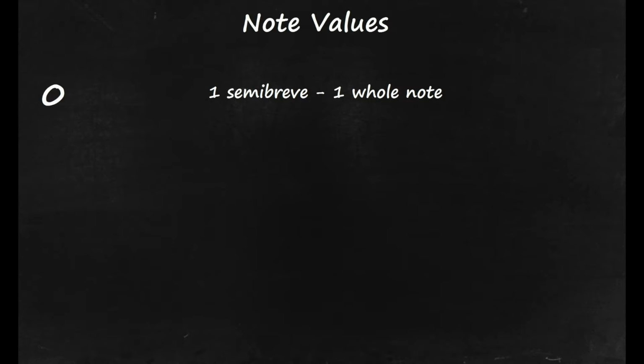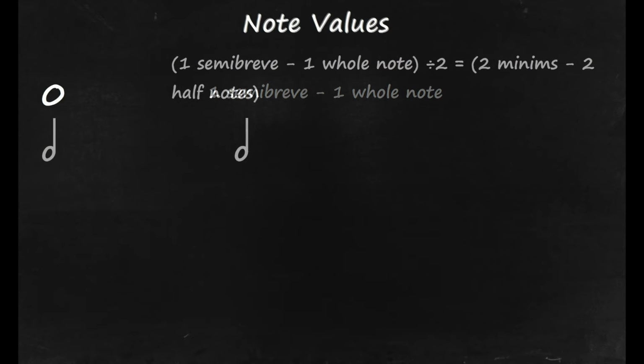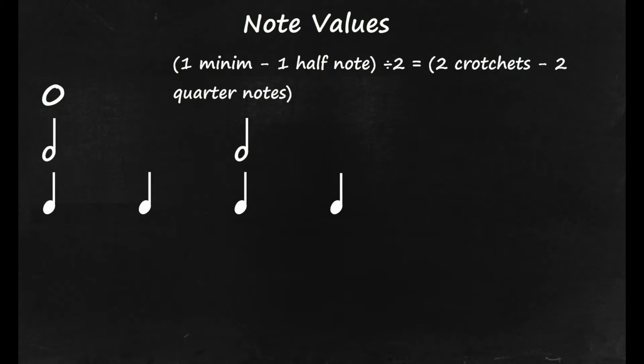First, we have a circular type symbol called a semibreve, which is also known as a whole note. If you halve the semibreve's length, you create 2 half notes called minims. So there are 2 minim values in one semibreve. If you cut the length of a half note into 2, you will create 2 quarter notes called crotchets. There are 2 crotchet values in one minim and 4 crotchet values in one semibreve.